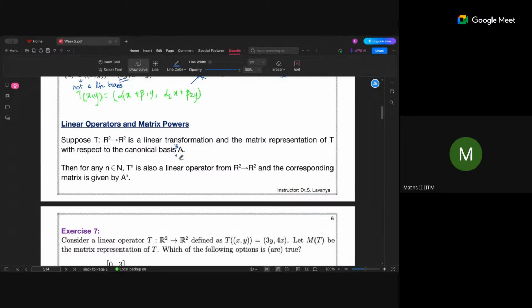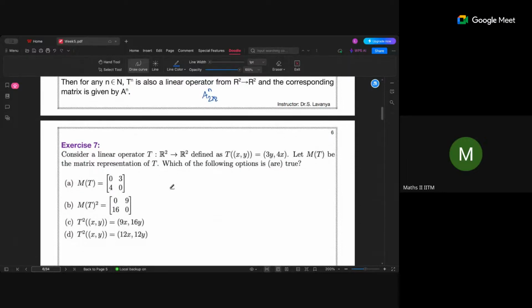And if A is a matrix of order 2 cross 2, what is the size of A power n? You are multiplying 2 by 2 matrices several times. What is the resulting matrix? Again 2 by 2, right? So this is also a 2 by 2 matrix. So if this is an operator, this is also an operator from the same domain to codomain as this. And if A is the matrix representation, then A power n is the matrix representation of T power n. Right? Okay.